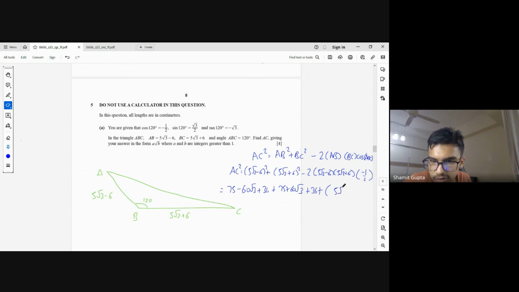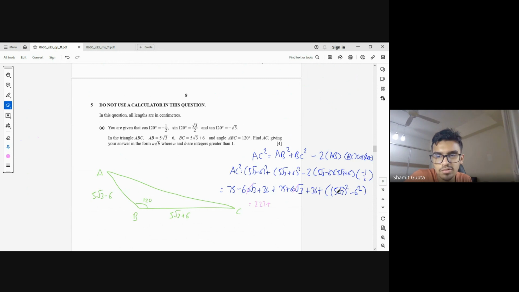So this can be 5 root 3 square minus 6 square. I recommend you show it this way instead of solving A square minus B square directly, because it shows the examiner a little bit more that you probably did not use a calculator. Minus 60 root 3 plus 60 root 3 cancels. 75 plus 36 is 111, 186, 222.